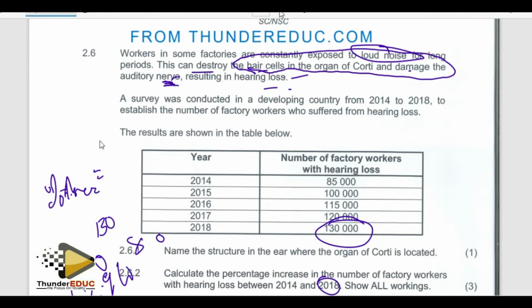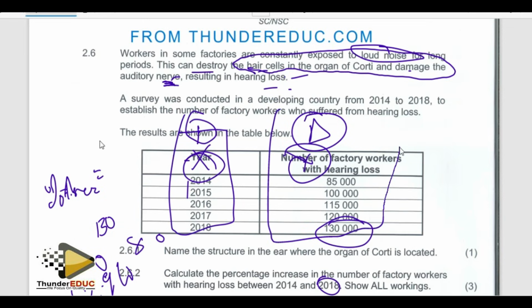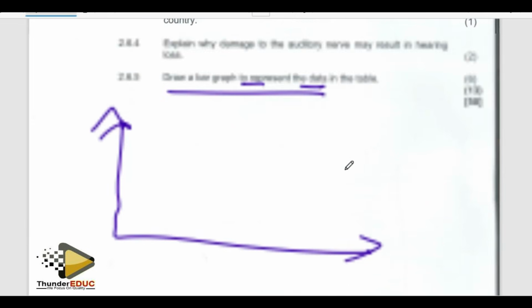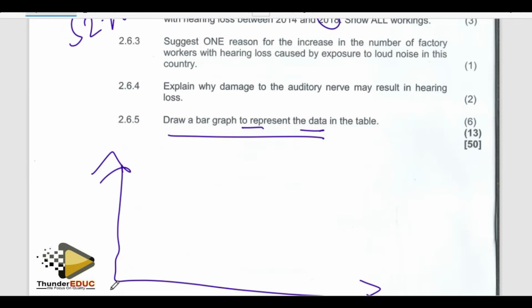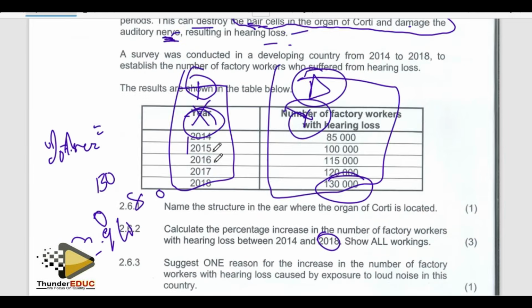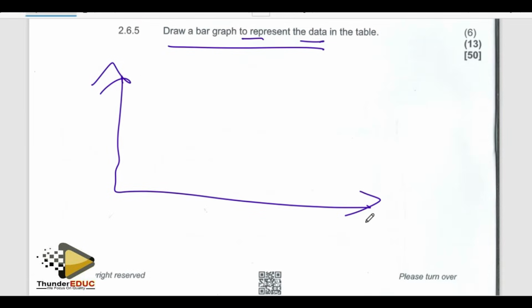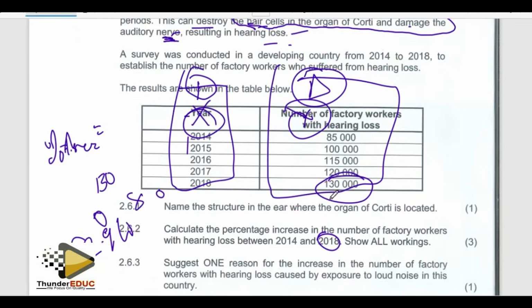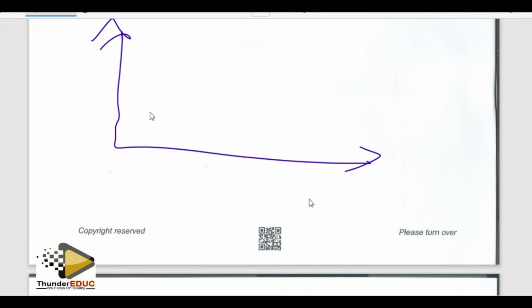All right, the ID method is, you say ID X Y: independent variable on the x-axis, dependent variable on the y-axis. This is the independent variable, and this is the dependent variable. Simple. It means that the number of workers is going to be on the y-axis here, and the number of years is going to be here. And because there is an increase, you will find that it will have that shape.